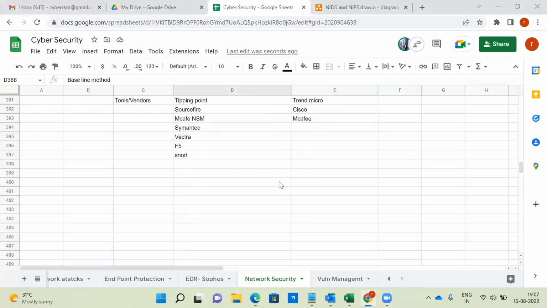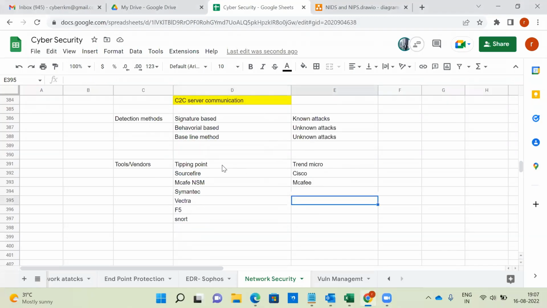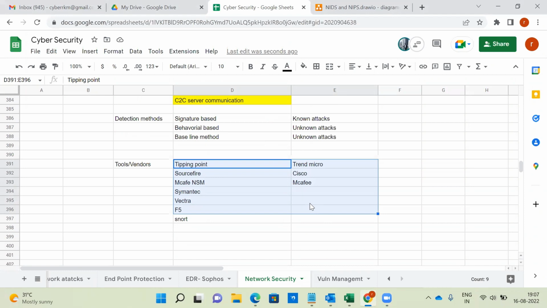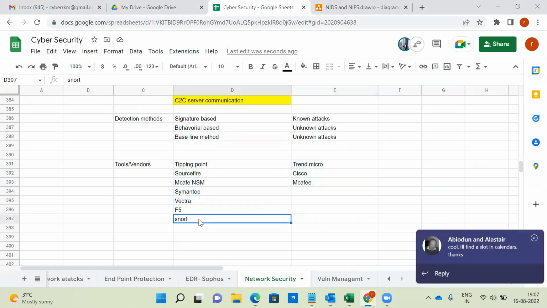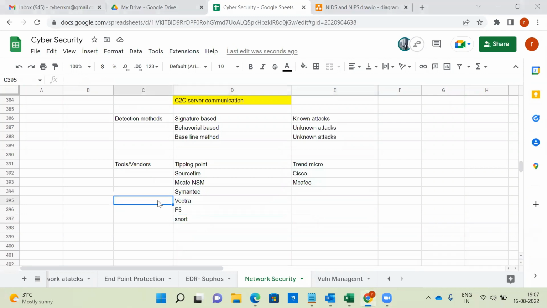Apologies, guys. So these are all commercial tools, guys. Tipping Point, Trend Micro, Symantec, Vectra, FireEye, all of these are completely commercial tools. Snort is the open source tool. Okay. So these are all the tools related to IDS IPS.